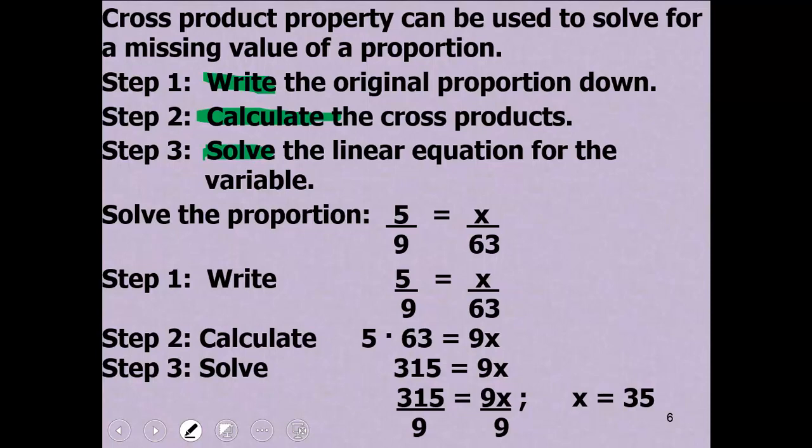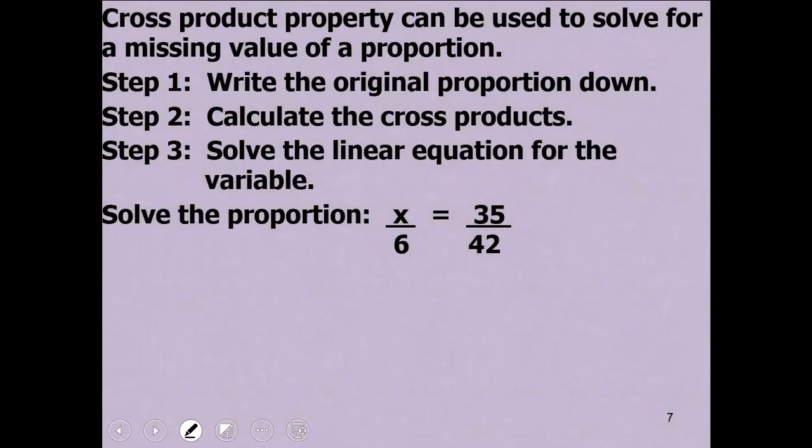Here's our first example. 5/9 is equal to x over 3. You're going to write down the problem, just like I did here. Then you're going to calculate the cross products, and then you're going to solve for x. So I have 315 is equal to 9x. Then I'm going to divide by 9, and I get x is equal to 35. The other way of checking it is to ask, what do I have to multiply 9 by to get 63? Ooh, 7. So that means I have to multiply 5 by 7, and that gives us 35.